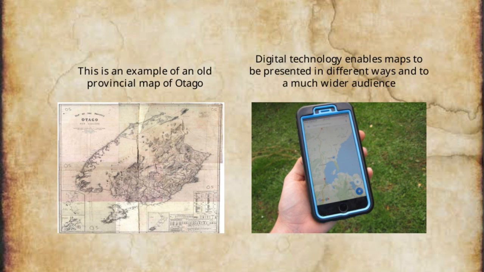For example, here you see an old provincial map of Otago. This type of map was once the primary way to understand the region's geography, but it had limitations in terms of accessibility and detail. Today, digital technology enables us to recreate and share such maps in more dynamic, interactive formats. This not only preserves historical information, but also makes it more engaging and useful for diverse audiences. So, this example underscores how technology has expanded the reach and utility of maps, connecting us more deeply to our history and our environment. It's an important part of how mapping and geographic information are evolving in our digital age.